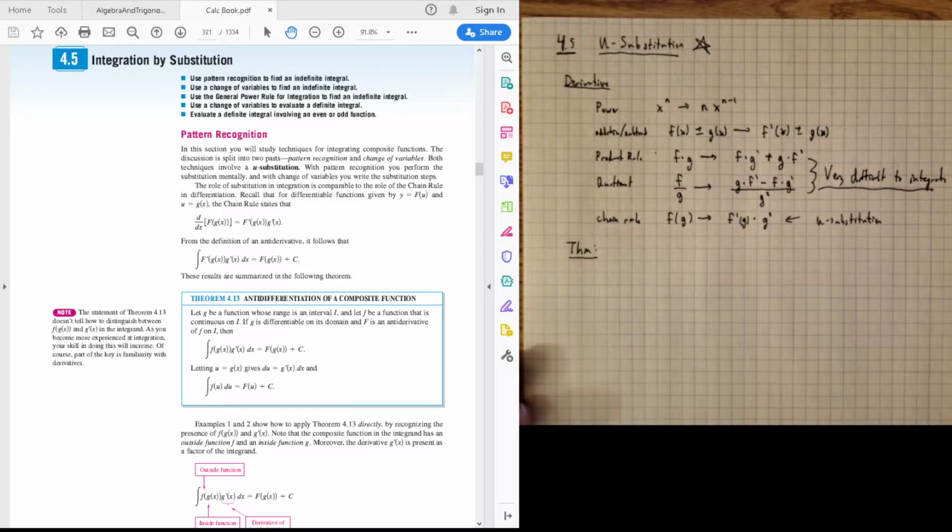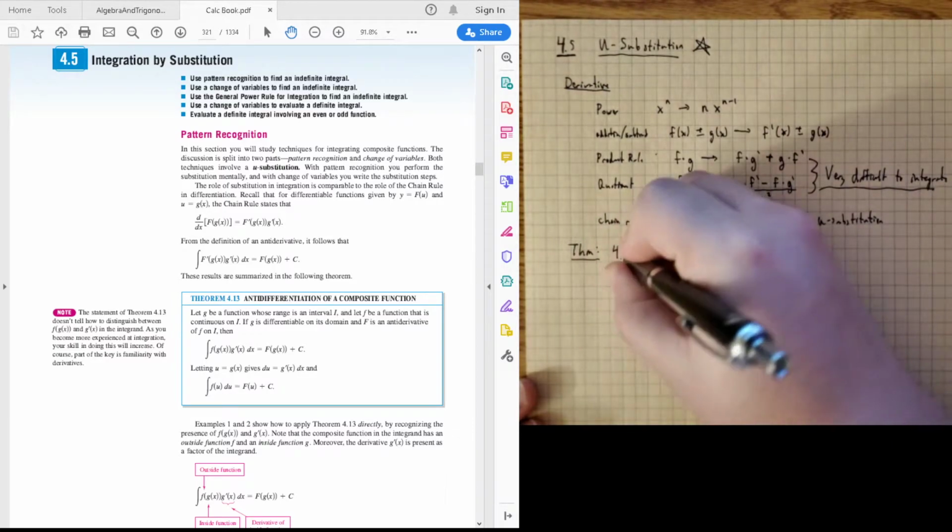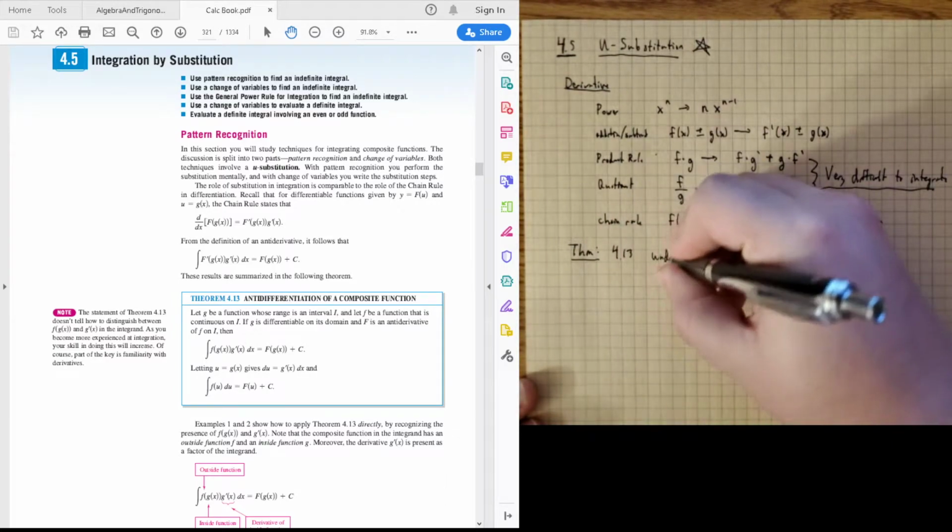Notice that this piece in here is simply the chain rule of this piece out here. If you were to take the chain rule of the right-hand side, you would end up with the inside of this integral. And thereby, these two happen to be antiderivatives of each other. So in other words, this Theorem 4.13 is how we undo the chain rule.